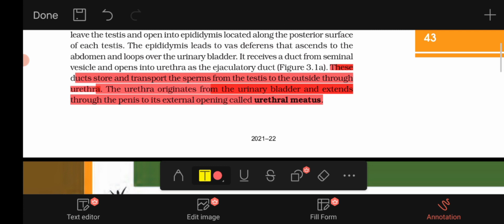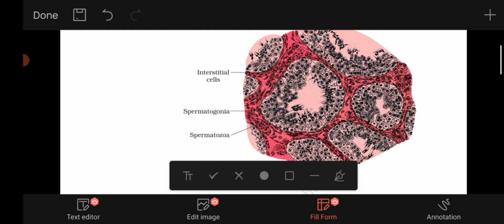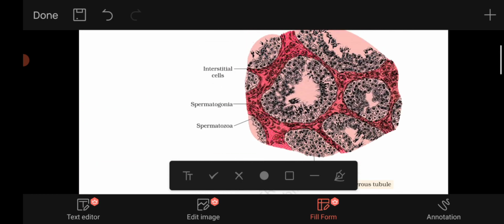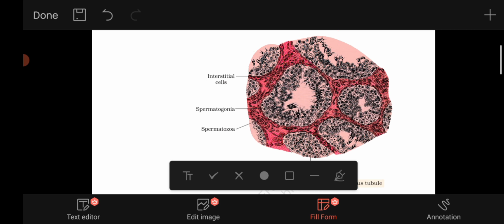This urethral meatus is nothing but an external opening or an orifice through which the urine comes. So here you can clearly see the sectional view of a seminiferous tubule, I mean the sectional view of testis.